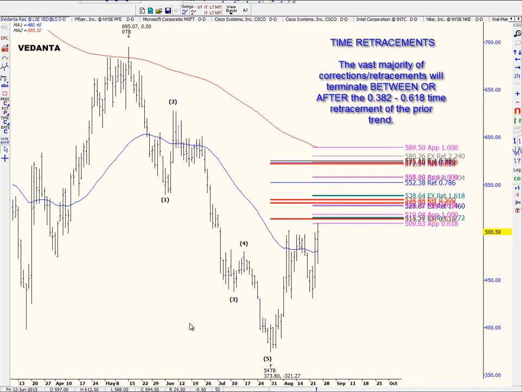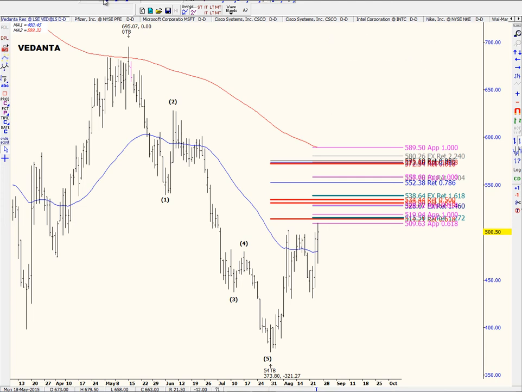So what does that look like on a chart? Well, it's very simple. Most charting packages will have a Fibonacci time retracement tool, and what you want to do is take the tool and measure from the top of the trend right down to the bottom, and you simply want to project the 0.382 and the 0.618.